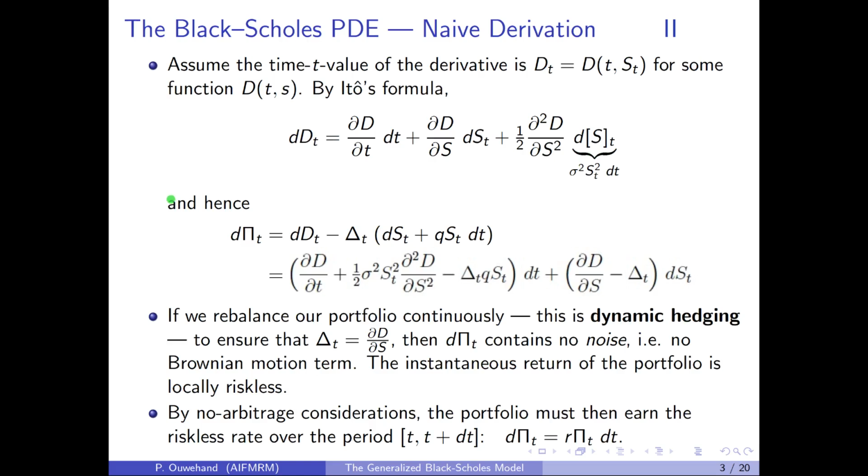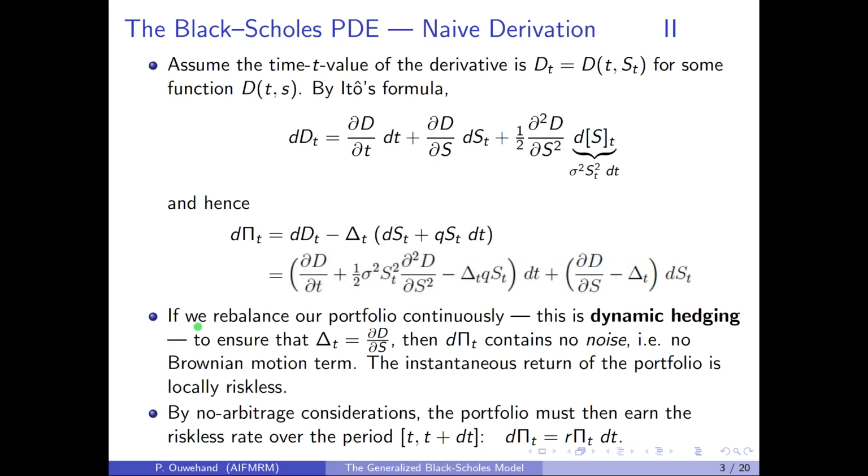It follows therefore that dPi_t, which we saw on the previous slide, is equal to dD_t minus delta times dS_t plus qS_t dt, is equal to the following expression: partial D by partial t plus half sigma squared S squared partial squared D by partial S squared minus delta_t qS_t dt plus partial D by partial S minus delta times dS.